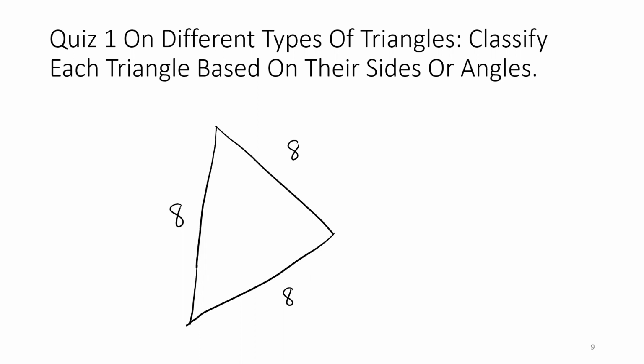They give us all three sides that are 8. So what would that be? If you need to pause, go ahead. I am going to say, since all three sides are congruent, that means all three angles must be congruent. If you have all three sides congruent, all three angles are congruent. You have what's called an equilateral triangle.